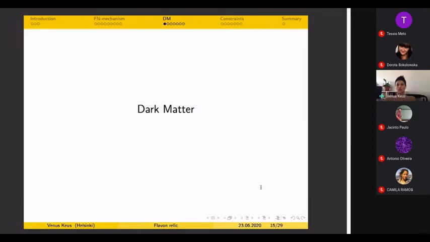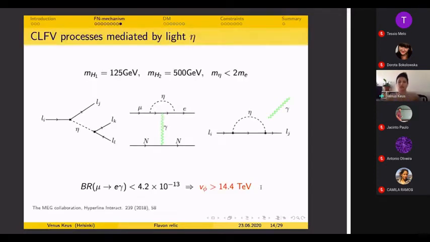I'd like to stop here for a few seconds to see if anybody's got a question. Is everything clear? Don't worry if you zoned out halfway through. The only thing you need to remember is that there is an absolute lower bound on the VEV of the flavon from CLFV processes. Yes, I have a question, Venus.